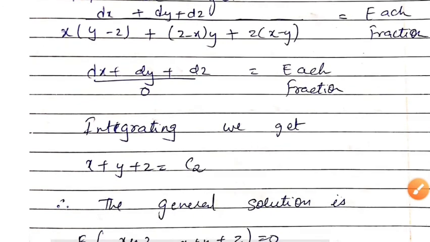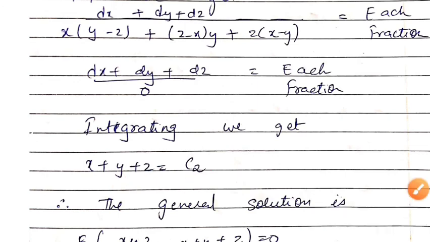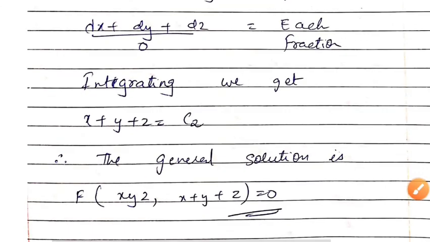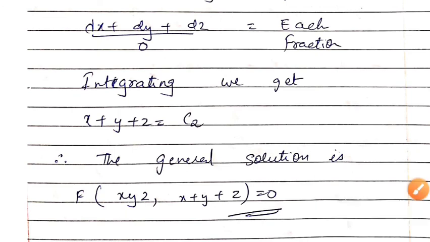So if I am getting the denominator as 0, I will write only dx plus dy plus dz equal to 0. On integrating this, we get x plus y plus z equal to c2, which is my other solution, and therefore the general solution is written as f of (xyz, x plus y plus z) equal to 0. So students, this is the most important topic of Lagrange theory, so you must be clear with this topic. Thank you.